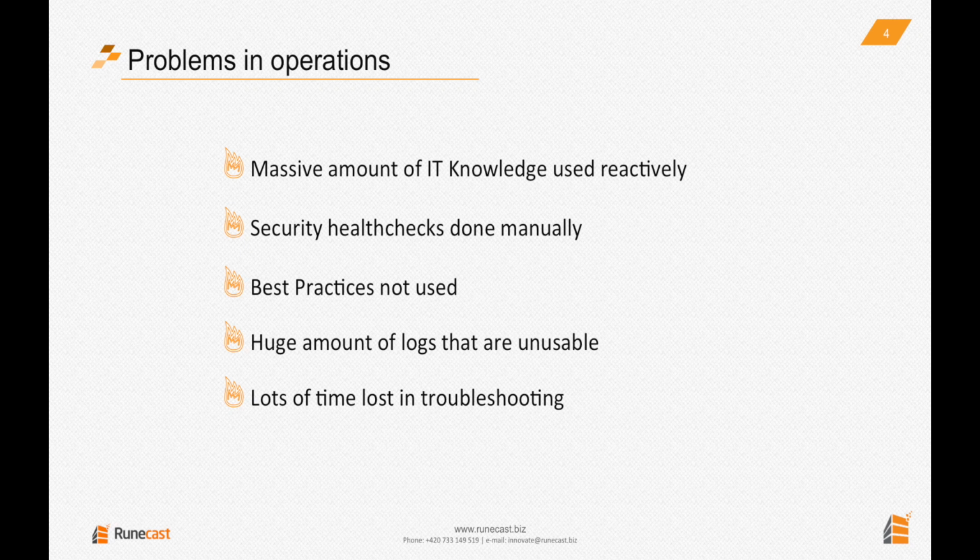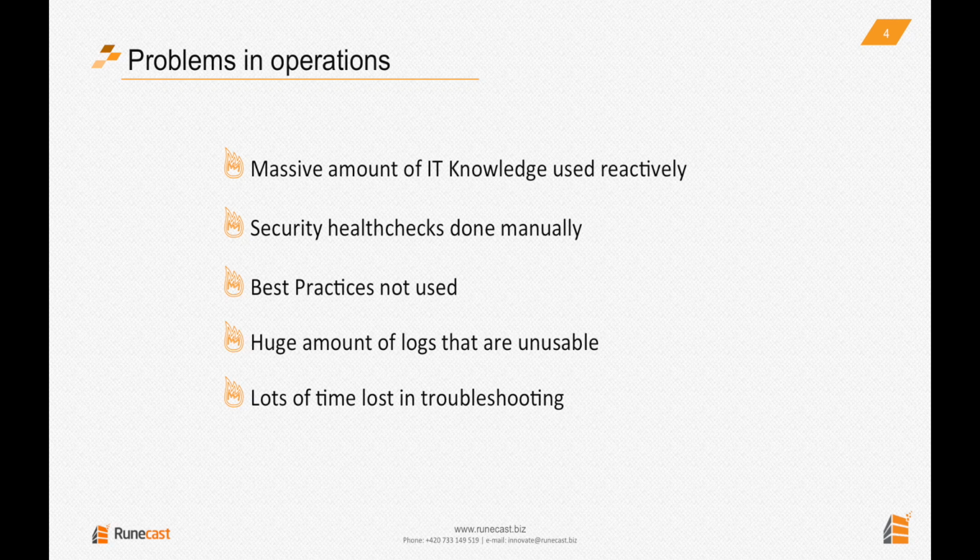Along the way, we noticed other things that we were doing in a non-optimal way in vSphere operations. For example, we were doing the security health checks mostly manually. We were not using best practices, or many customers were not aligned with VMware best practices. And also, we were collecting all the logs from the ESXi hosts, but they were practically unusable. We were storing them in a central syslog server, but anytime we had to find some valuable information from those logs, it was really hard to find anything useful. So we were really losing a lot of time in troubleshooting.